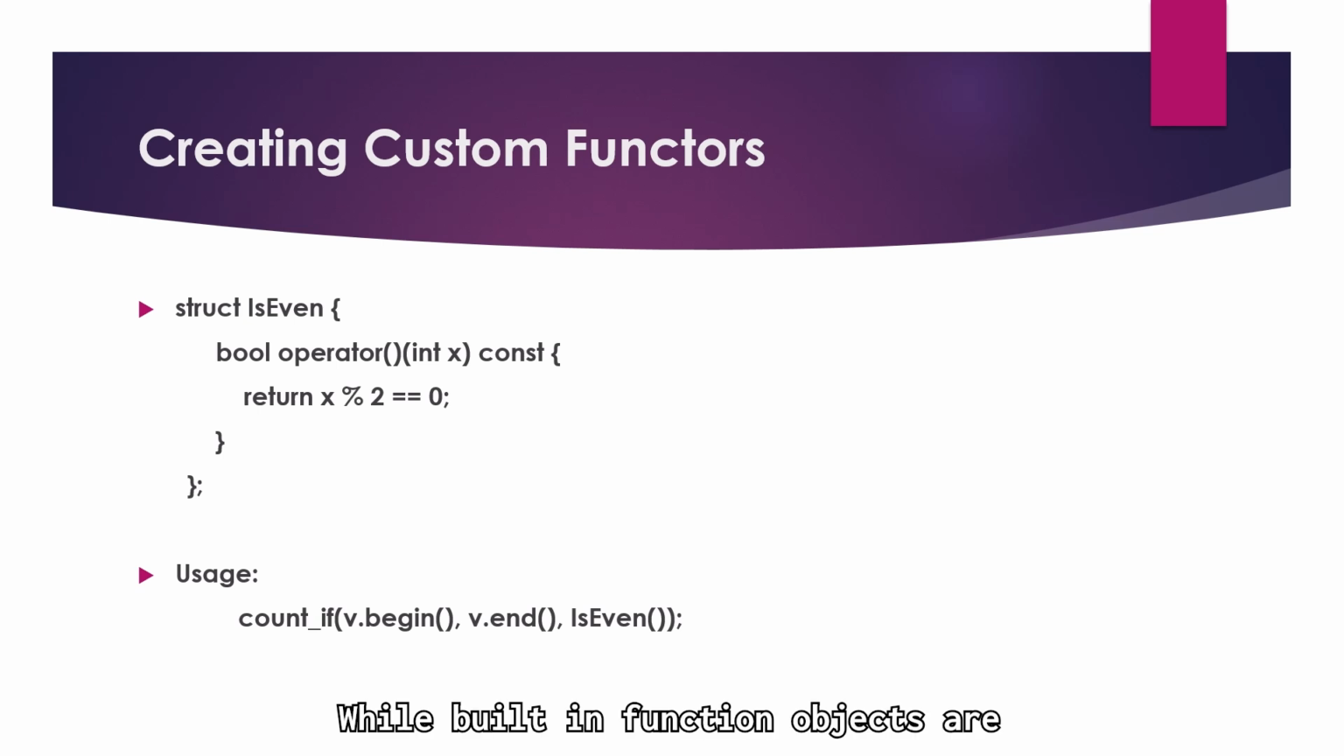While built-in function objects are useful, there are times when you need more control over the logic. This is where custom functors come in. A custom functor allows you to define your own behavior for specific tasks. For instance, here we have created a functor called isEven, which checks if a number is even by overloading operator(). The logic is simple. It returns true if the number is divisible by 2 and false otherwise. You can then pass this functor into STL algorithms like count_if, which counts how many elements in a container satisfy the condition defined by your functor. Custom functors give you the power to tailor algorithms to your specific needs.